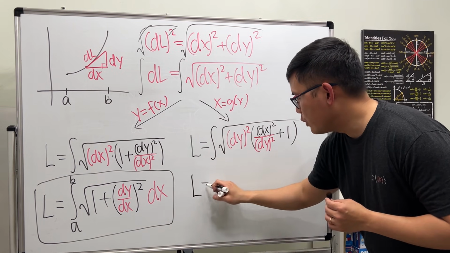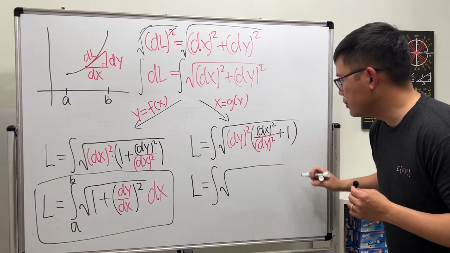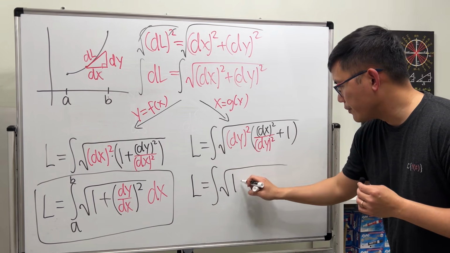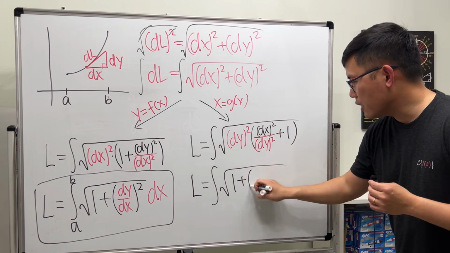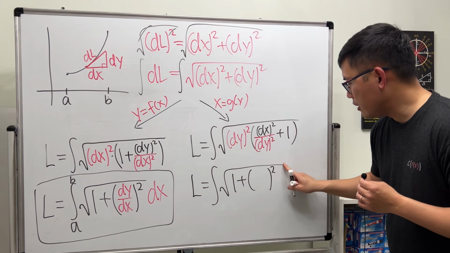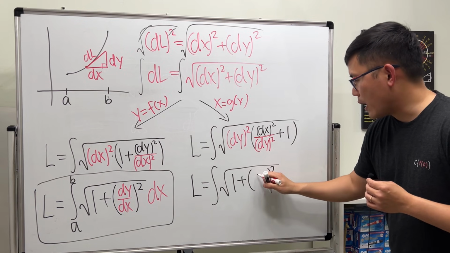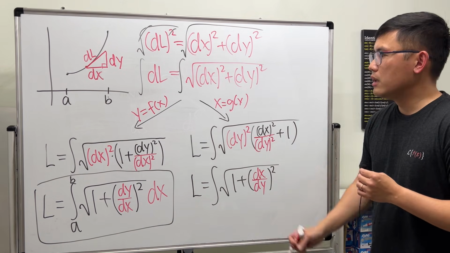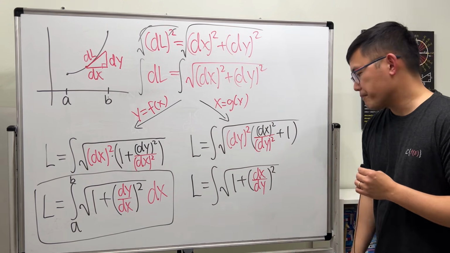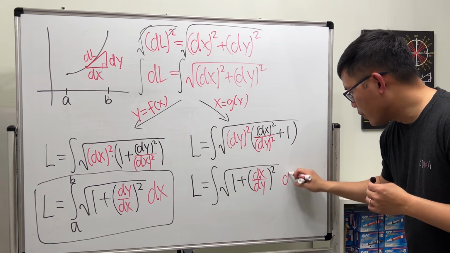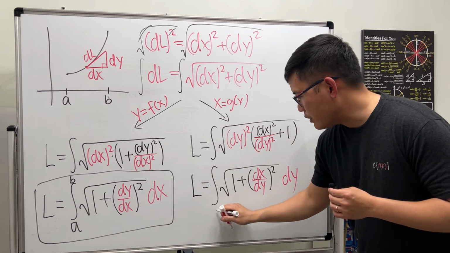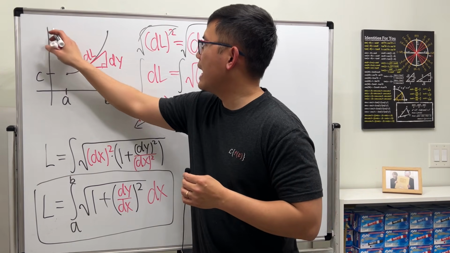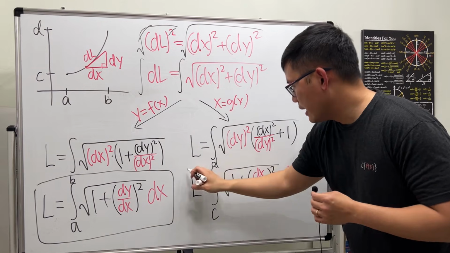So L equals integral, we have the square root, and let's put down the 1 first, so it matches with that form. And then again, same thing, we put a square on the outside here, and then we have dx dy. And this means you just take the derivative by looking at the x equation, yeah? And then we are in the y world. And make sure that you pay attention to C to D in terms of the y value. And there you have it.